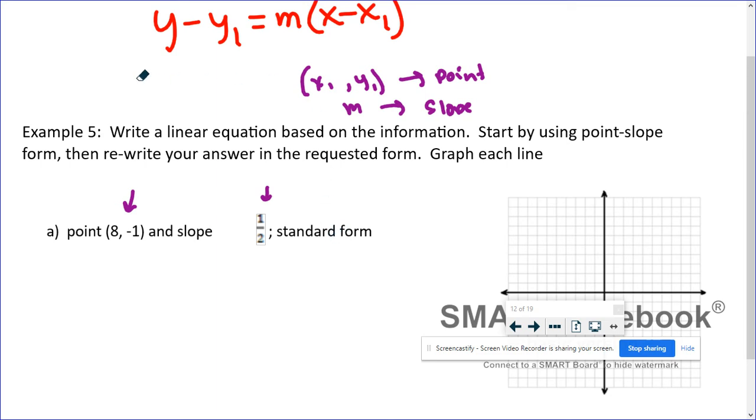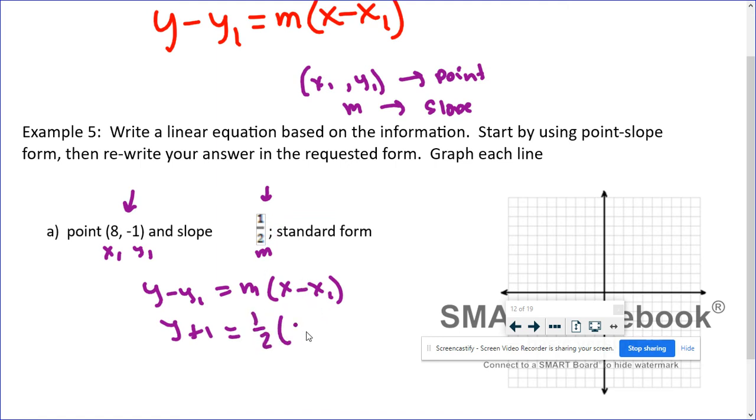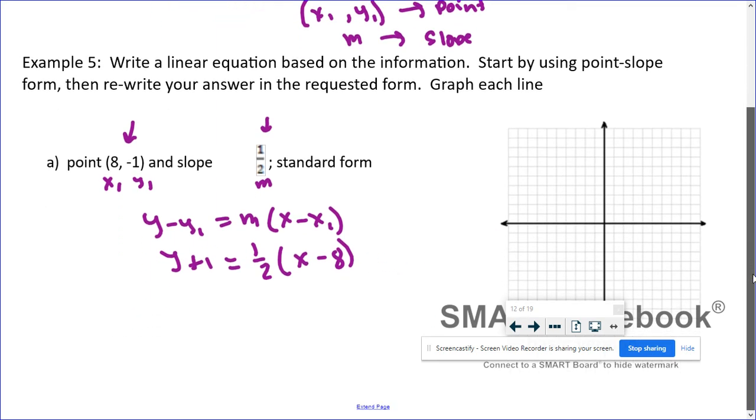If I want to write it in standard form, I want to use point-slope form to get there. So let's first get it in point-slope form. Again, this is x1, this is y1, and this is your m. Just substitute it into the form. So y minus y1, rewrite the form down here so you can see it better. y1 is negative 1, so y minus negative 1 ends up being y plus 1. The m is given as 1/2, and then in parentheses it's x minus x1, which is 8. So this is the equation of the line in point-slope form.